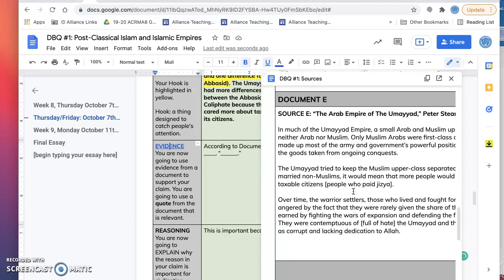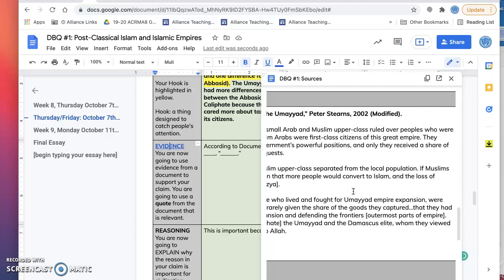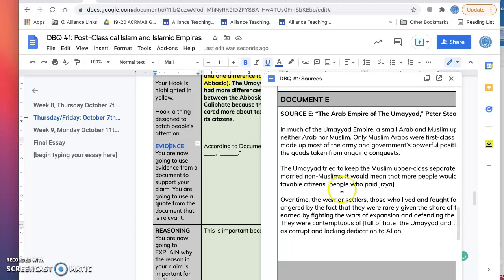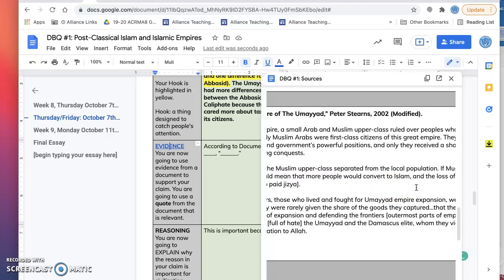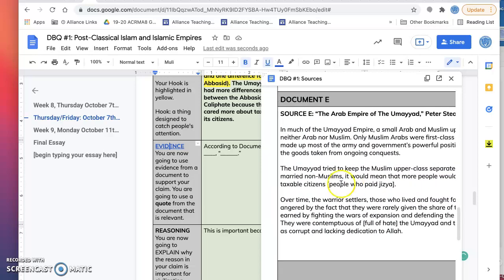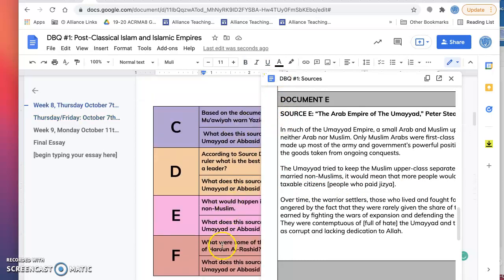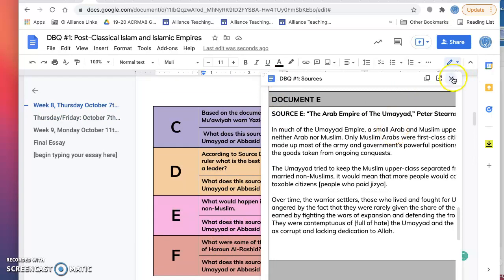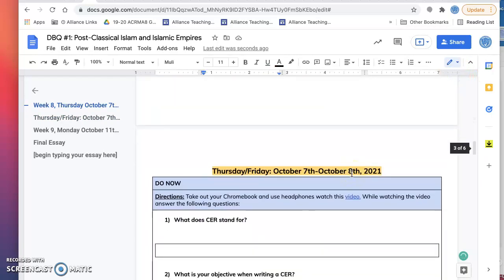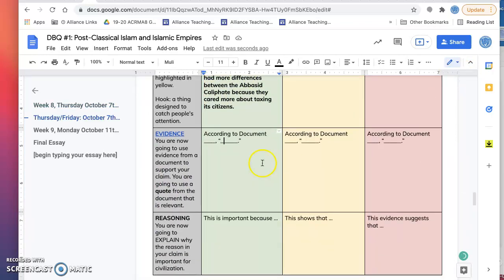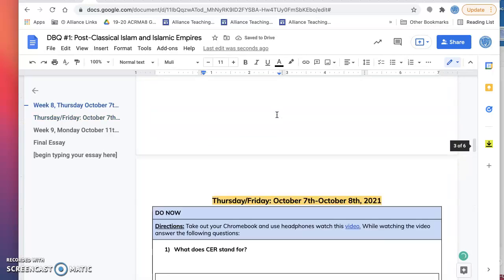So document E talks about what? It talks about the jizya. If Muslims married non-Muslims, it would mean that people would convert to Islam and the loss of taxable citizens. So whatever I wrote for document E up here, I would just bring it down here. So my first one right here will be according to document E. Then you would include what you wrote up here.